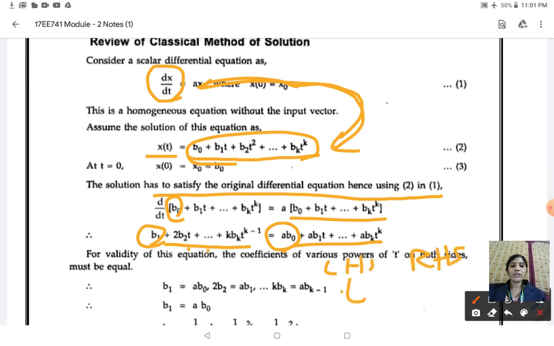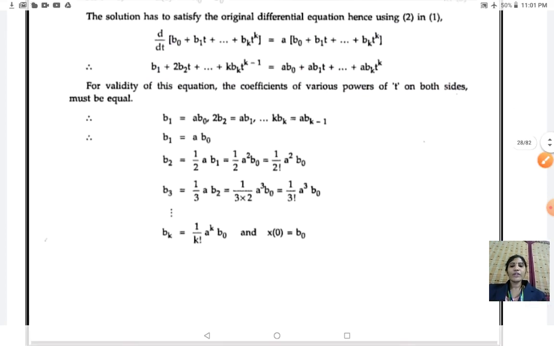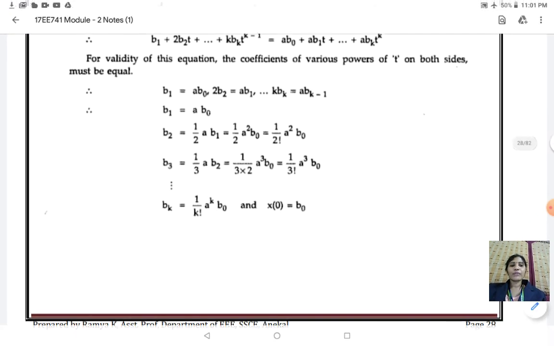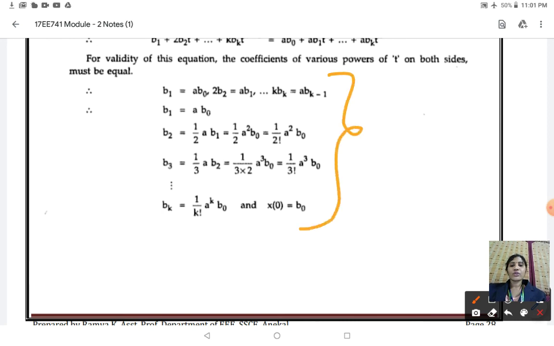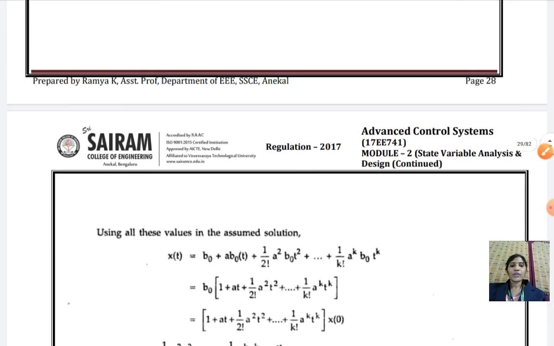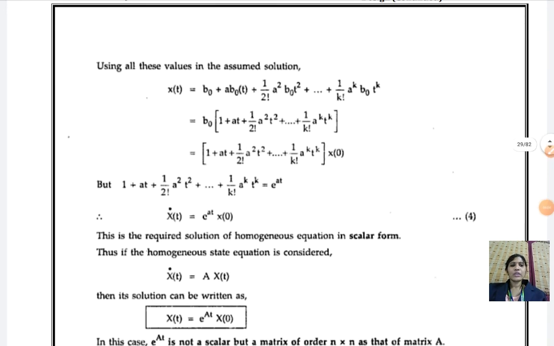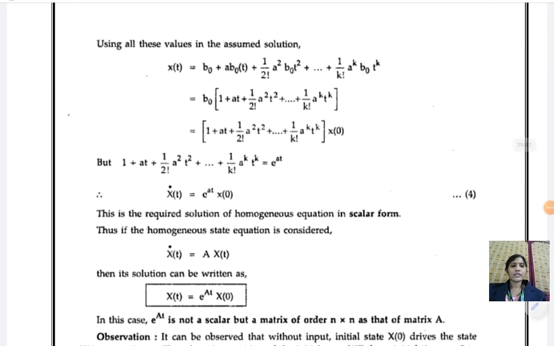If you are comparing t power 1 here, here also you should compare t power 1. In LHS, if you are considering t power 2, in RHS also you should consider t power 2. When doing so, you will be getting the values of b0, b1, b2, b3 as shown over here. Now substitute the values of b0, b1, b2, b3 in the original equation. When you substitute, you will be getting as like this. What is it?